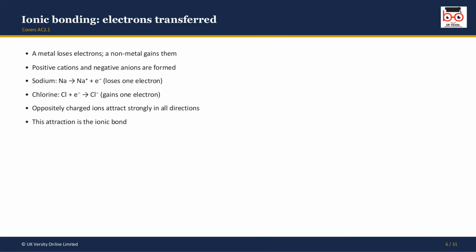In ionic bonding, electrons are transferred outright. A metal loses electrons and a non-metal gains them, forming positive cations and negative anions. Sodium, for example, loses one electron. Na goes to Na+ plus an electron. Chlorine gains one. Cl plus an electron goes to Cl−, a chloride ion. Those oppositely charged ions then attract each other strongly in all directions, and that attraction is the ionic bond.